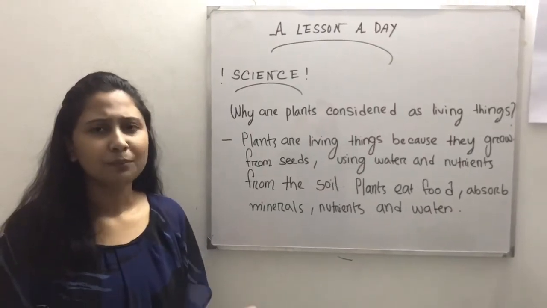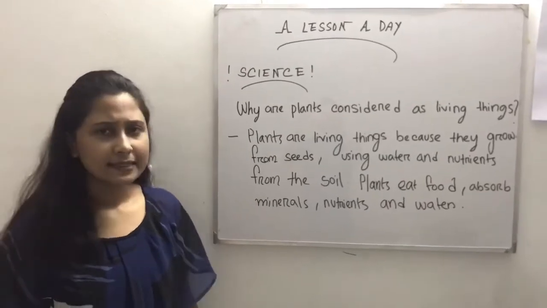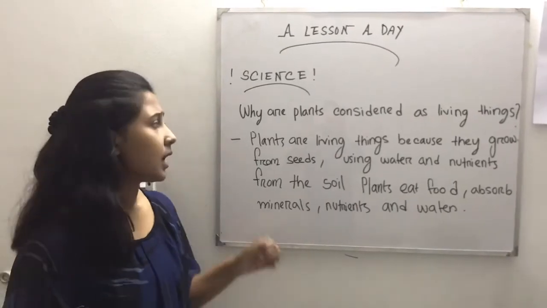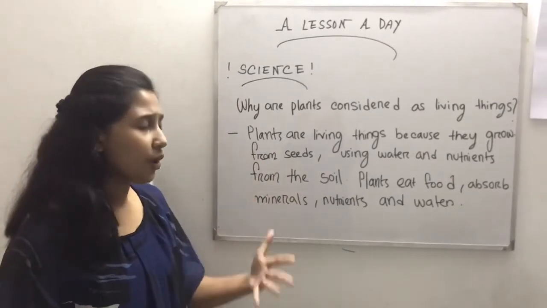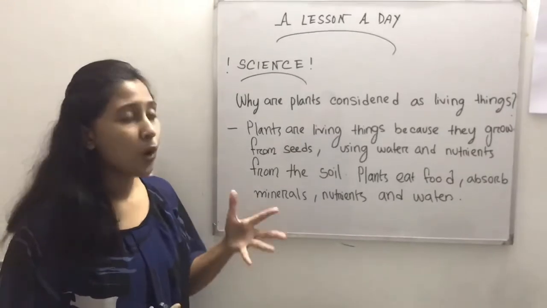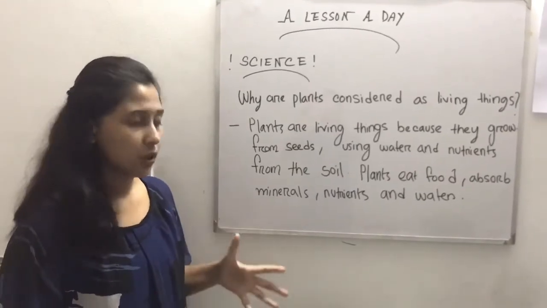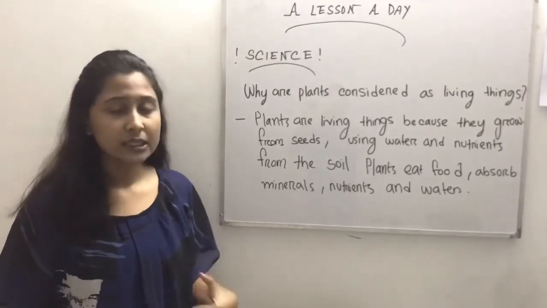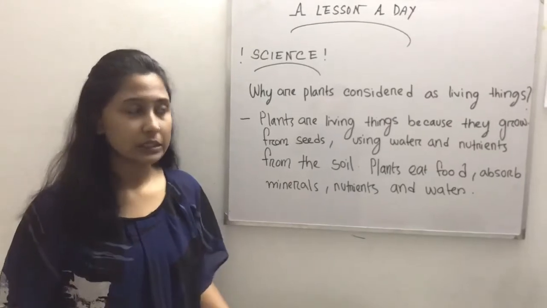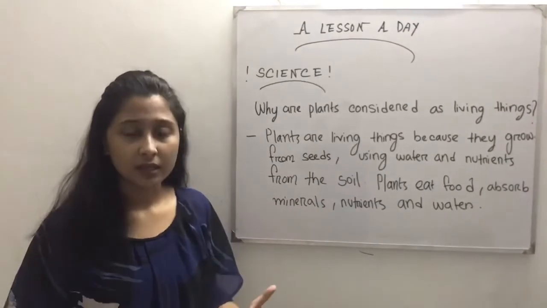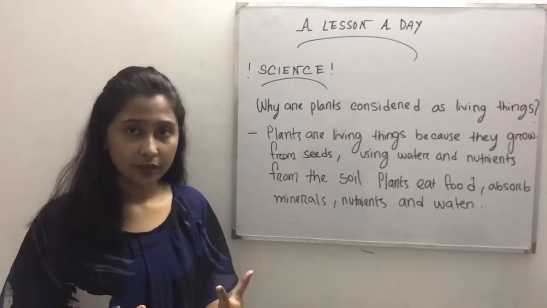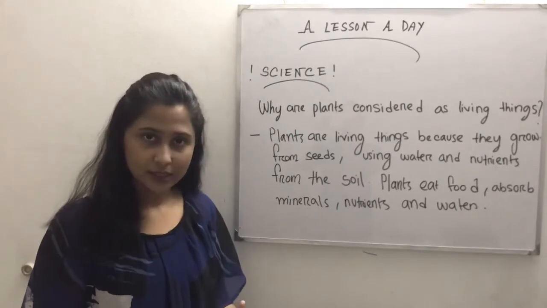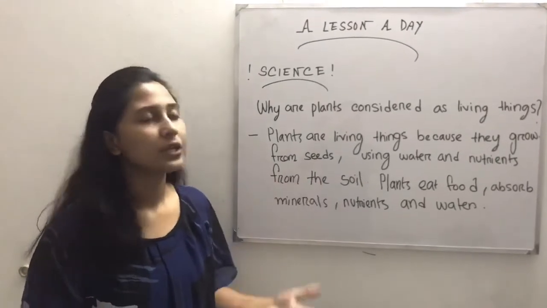You might be wondering why I said that plants are considered living things. Plants are living things because they grow from seeds using water and nutrients from the soil. Plants eat food, absorb minerals, nutrients, and water, and this is the reason they are considered living things. Plants can also breathe and give birth to more little plants, like their young ones. So this is the reason why plants are considered living things.